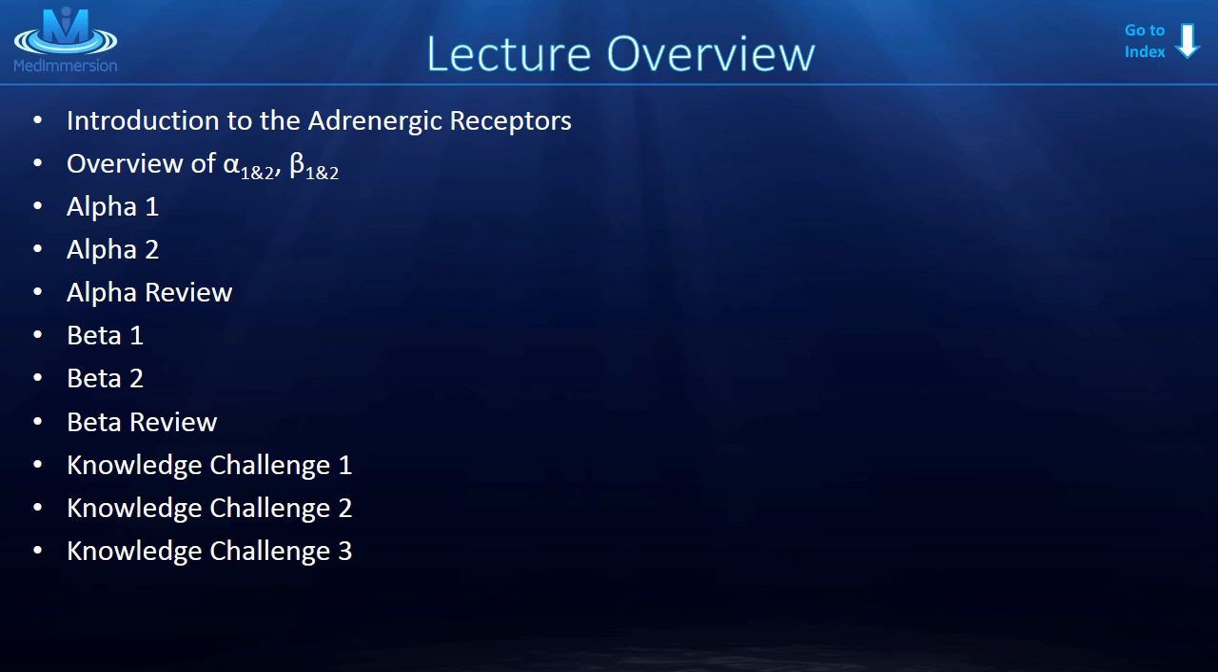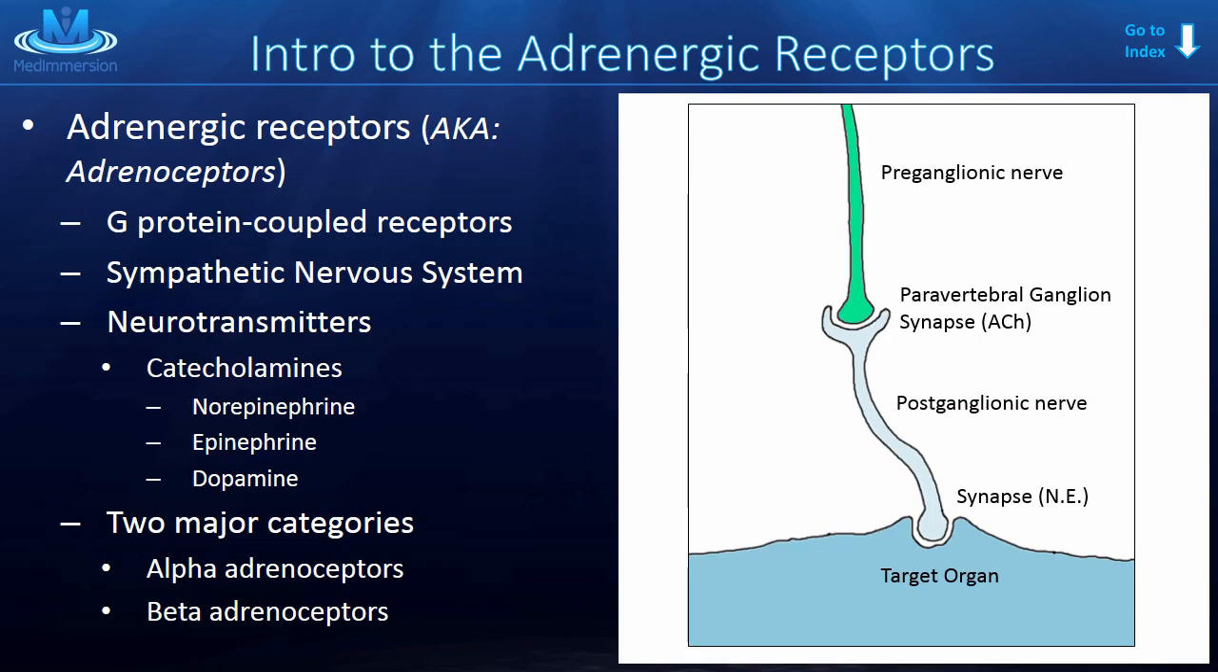Okay, let's get started. The adrenergic receptors, also known as adrenoceptors, are a group of G protein coupled receptors in the sympathetic nervous system. Now, it's important to know about G protein coupled receptors and how each one of them works. However, I'm not covering that in this lecture, so you'll have to look for that lecture specifically.